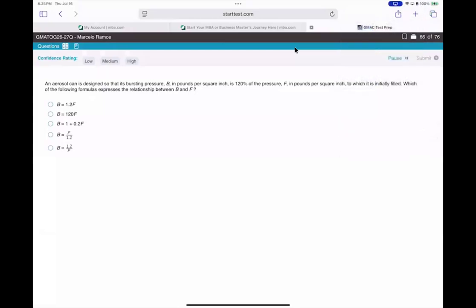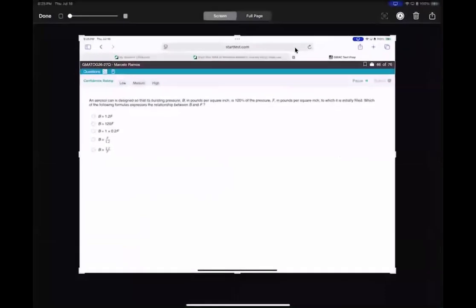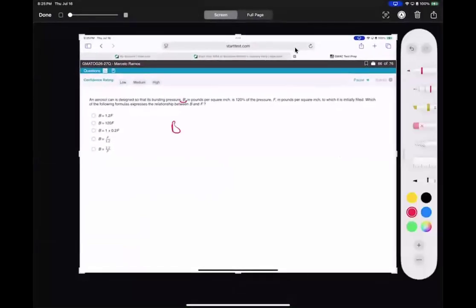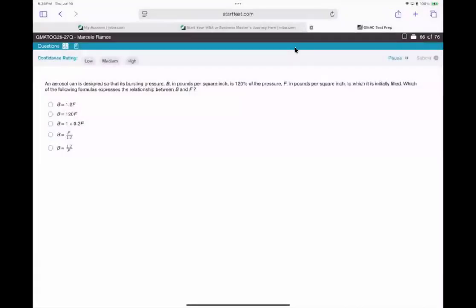So in my opinion, it is this. B is 120% of the pressure F. B is 1.2 F. Do you guys agree or not? Yes. Thank you.